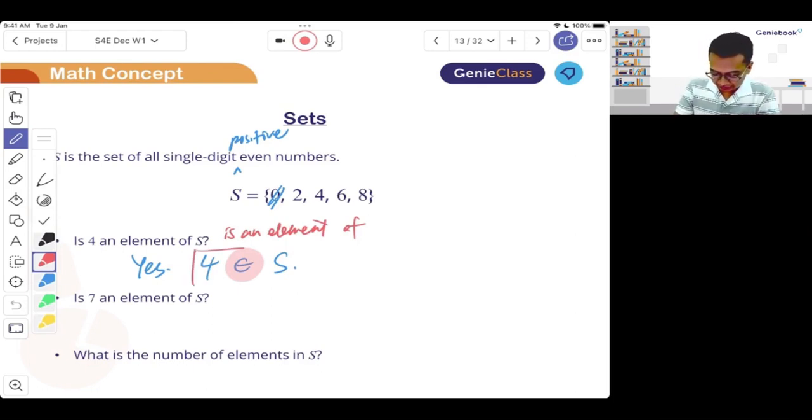You can just summarize it using this simple statement. Now, next question. Is 7 an element of set S? If you look at the elements, 7 is not inside.